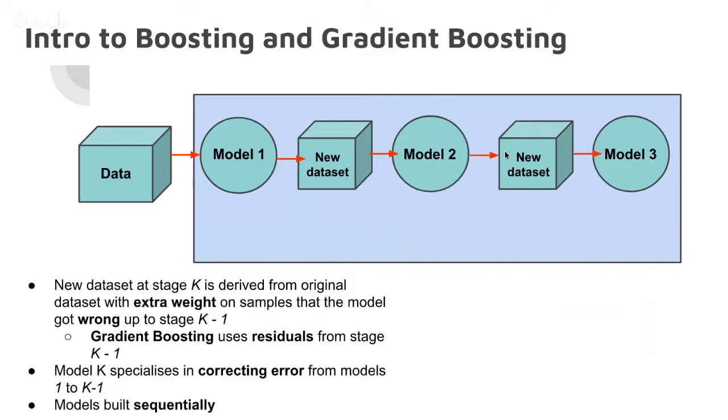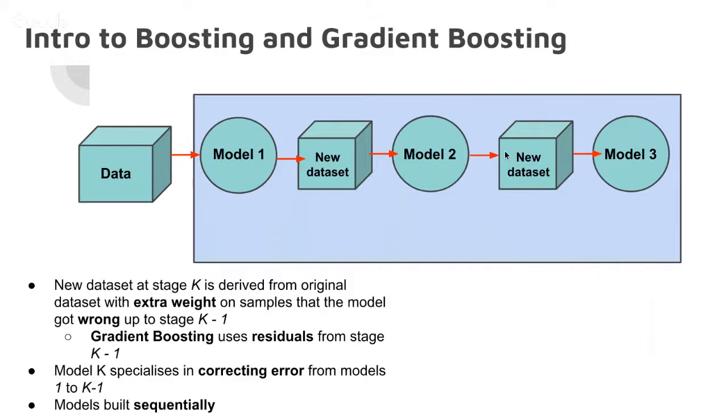So here the difference is that we're not building several models in parallel. We are building them sequentially. So we start from our original data set. We build the first model. Then we are looking at everything that this first model got wrong. And for all those things that we got wrong, we are building a new data set that has more weight on everything that was wrongly either classified or predicted by the first model.